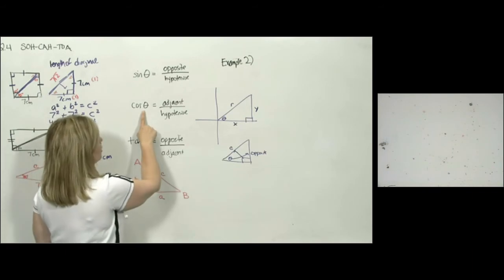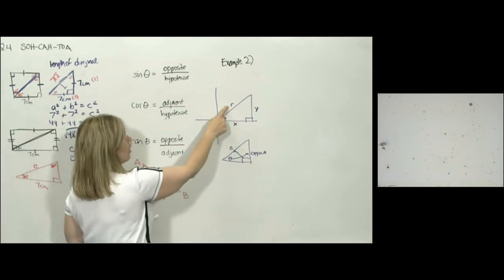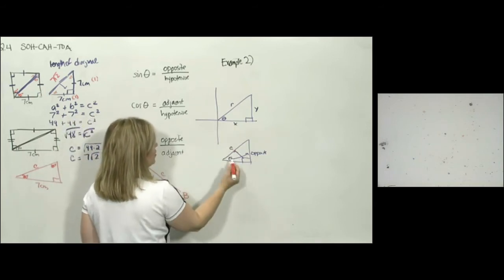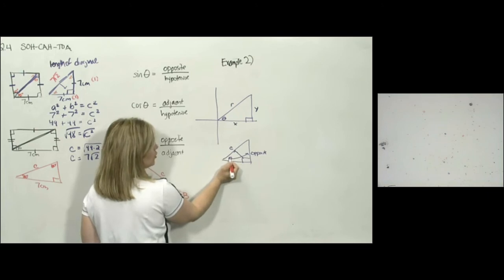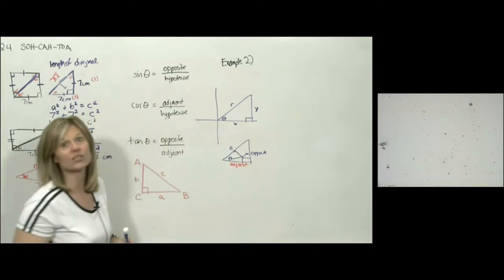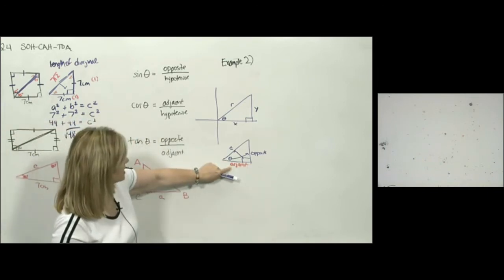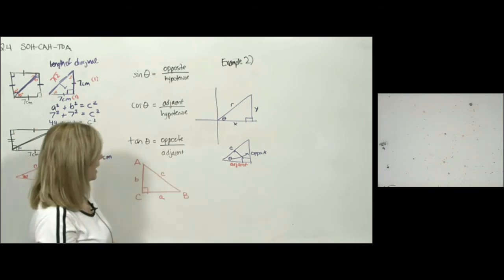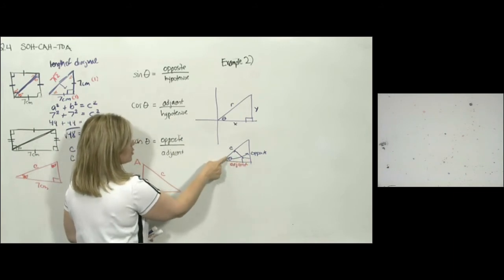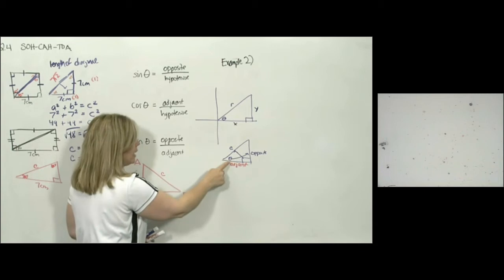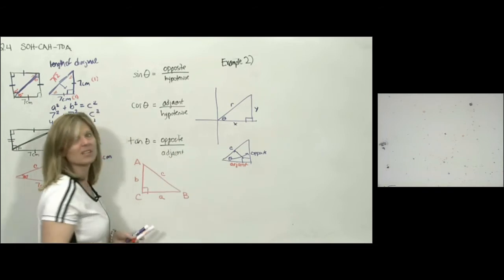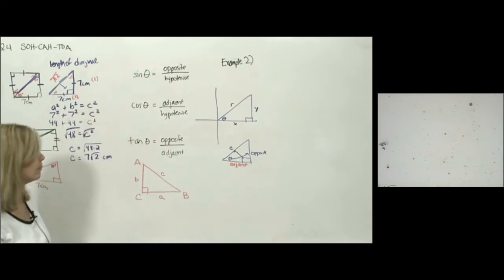From the coordinate plane, cosine was x over r. Instead of calling this side x, this side is next to that acute angle, and that's why we use the word adjacent. Adjacent means next to. Hypotenuse is always across from the right angle. Here's the right angle, that's the hypotenuse. So when I do the cosine and this is not in the coordinate plane, I'm doing adjacent over hypotenuse, x over r. Same definition, just different wording.